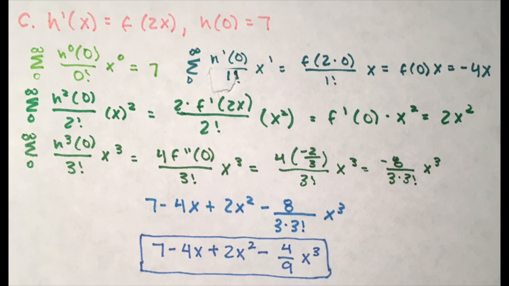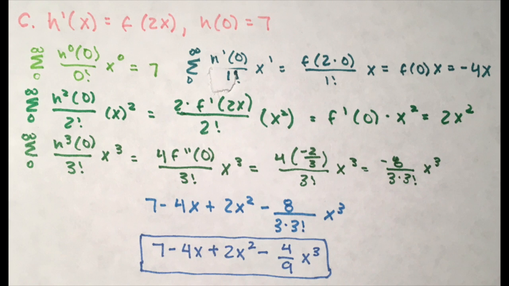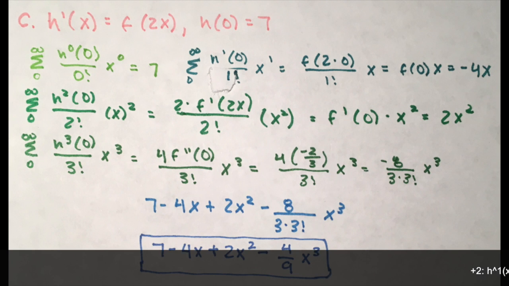To find the fourth term, we need to find the third derivative of h at 0. To find the third derivative of h, we need to take the derivative of f of 2x again, so it would be 4f double prime of 2x. F double prime of 0 is negative 2/3, which is given in part B. After finding each of these terms, we can add them together to write out our Taylor polynomial for h of x. Part C is worth 4 points. 2 points are awarded for using h prime of x equals f of 2x. 1 point is awarded for having a correct first term, and another point is awarded for the remaining terms.